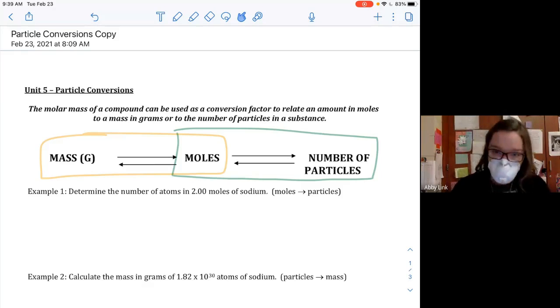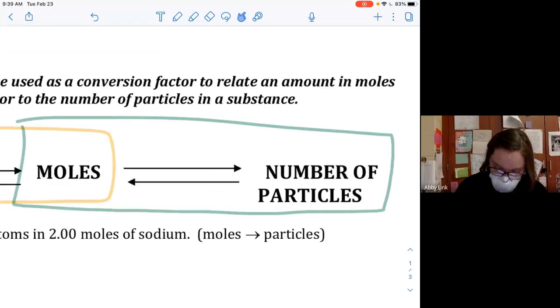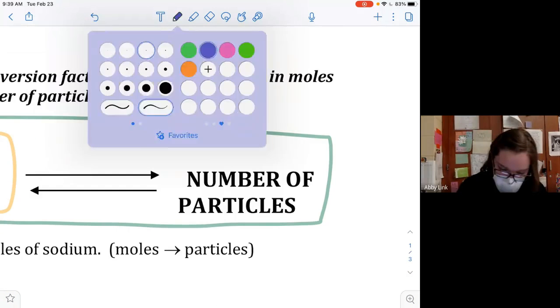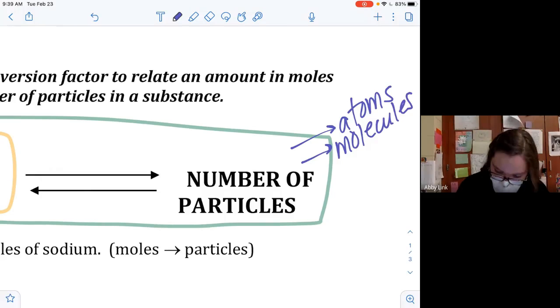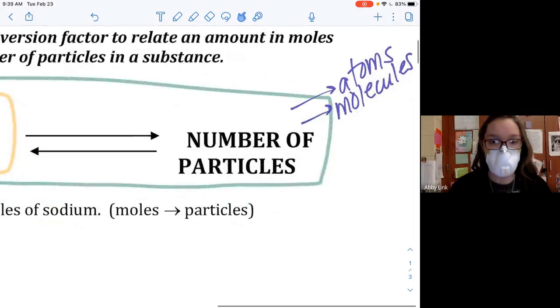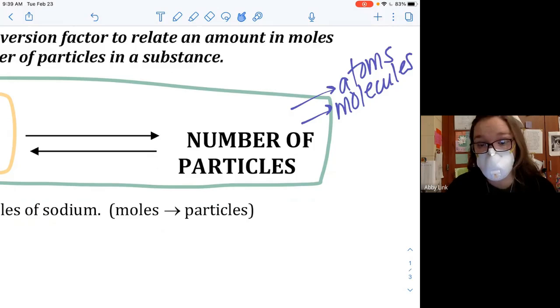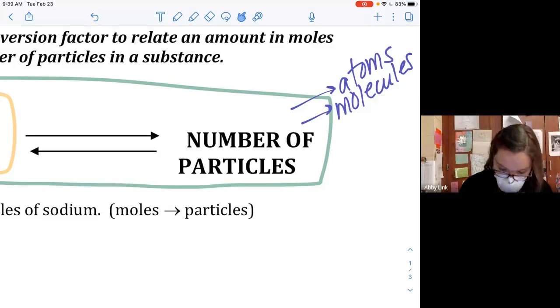When we talk about number of particles, there's actually two kinds of units that we can think about. The first is atoms, and the second is molecules, all right? Now, the reason we say number of particles is because particles is a more general term, and it can apply to a multitude of things, all right? For our purposes, we're going to deal more specifically with atoms and molecules, okay? And you'll see both of those in action today, all right?